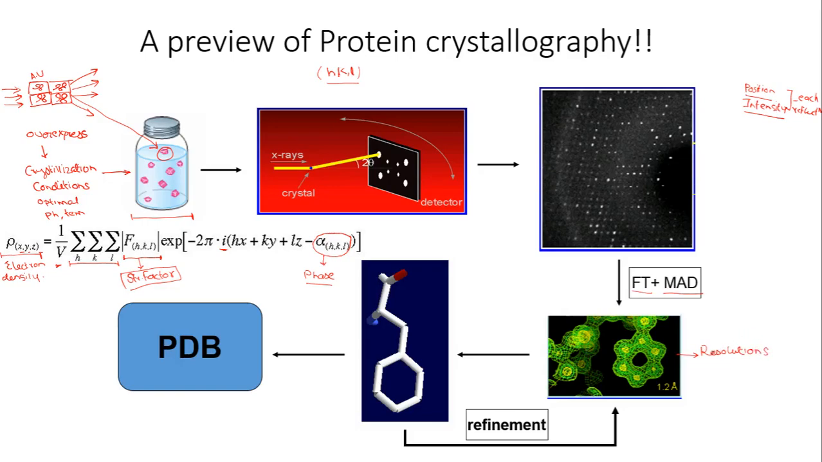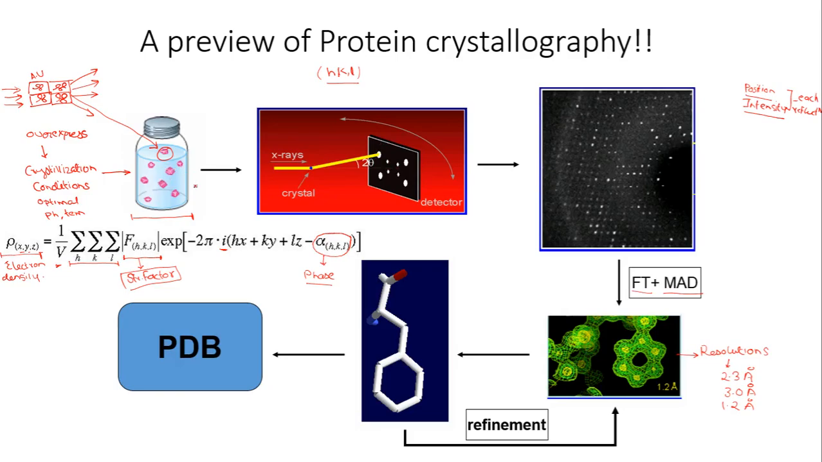You can have an electron density map at various resolutions. You can say that I have got an electron density map at 2.3 angstrom resolution, or at 3.0 angstrom resolution, or 1.2 angstrom resolution, right? So you can get an electron density map at different resolutions depending on how well your proteins were crystallized.